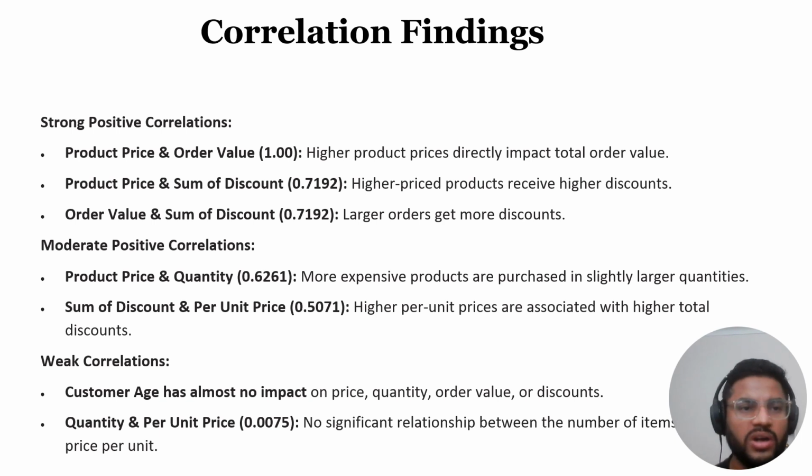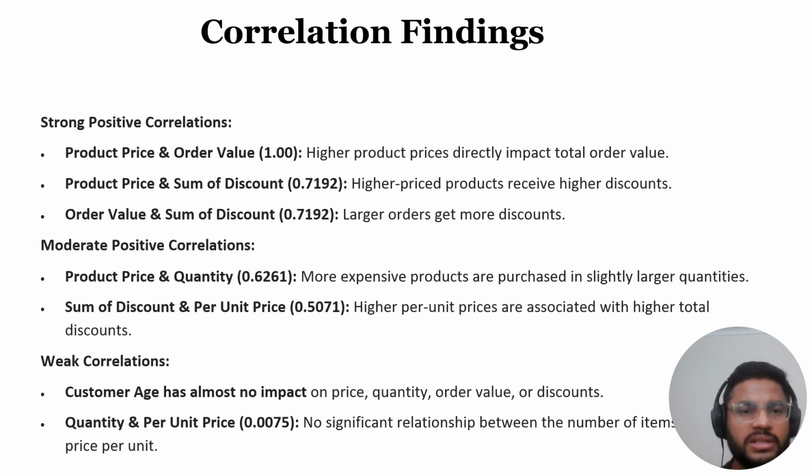So what we found out is there were three strong positive correlations in the last table. Between product price and order value, the correlation was 1. So 1 is the highest correlation we can find about any measures. What it describes is higher product prices directly impact the total value. So order value will increase if the product price is increased. They are directly correlated.